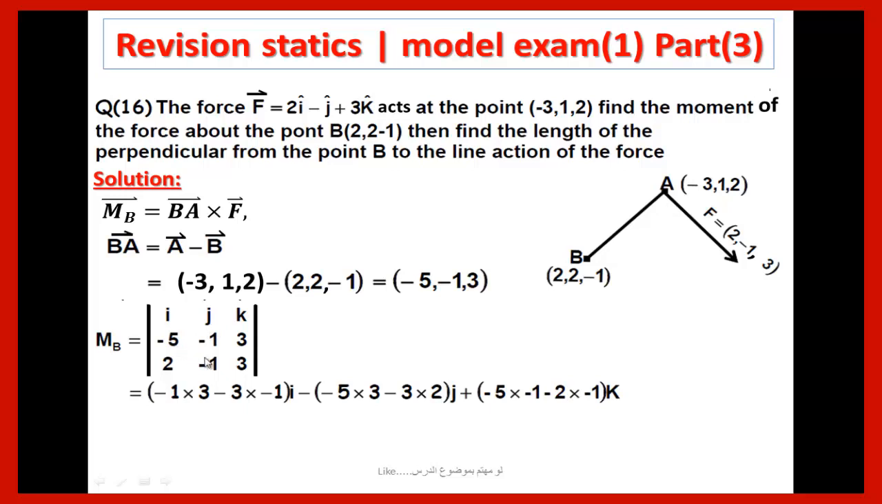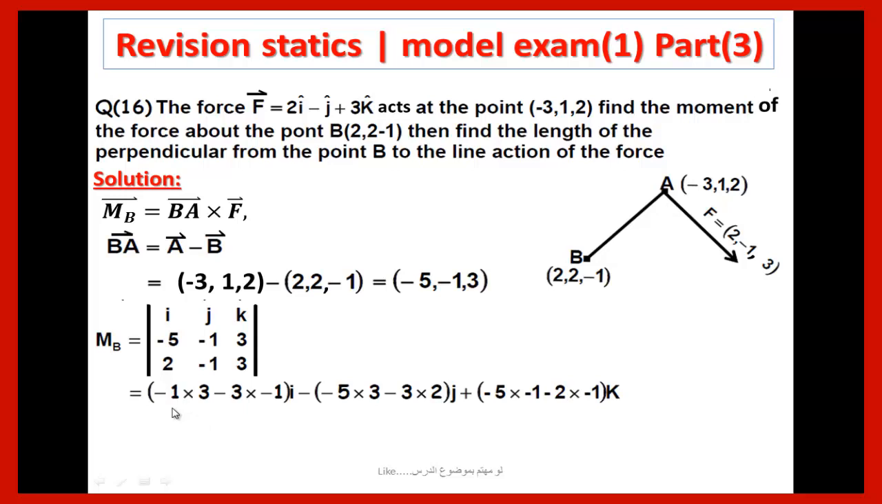which is -5 multiply 3 minus 3 by 2, j, plus -5 multiply -1 minus 2 by -1, k. It is the value of the cofactor of k. Note that the sign of this cofactor is positive.